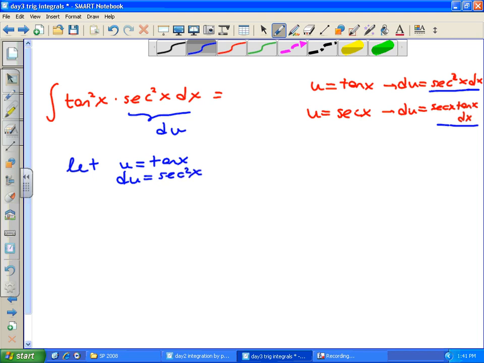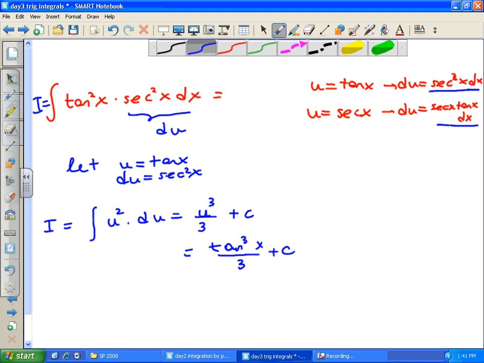So the original integral can be rewritten as follows. What should I be writing for tangent square? U square. And for secant square x dx? Du. Again, we end up with a very simple integral, right? Which is simply u cubed over 3 plus c, and u being tangent. Okay, any questions about our first example?